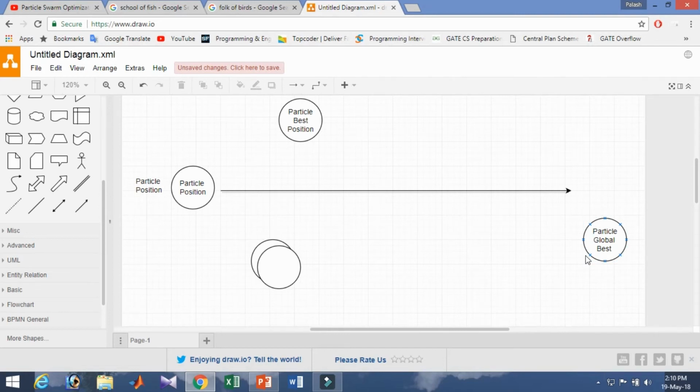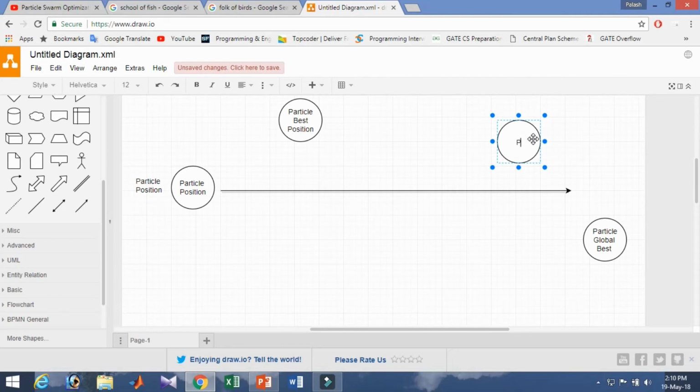Suppose. But what happened? Instead of the particle going in that direction, instead of the particle coming to the particle best position, the particle is moving here. Suppose the particle came here, and the particle is in a new position. This is a particle new position. Maybe it happened.